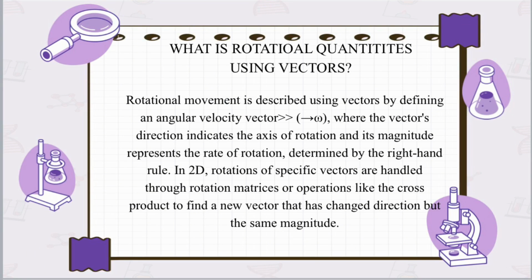Rotational movement is described using vectors by defining an angular velocity vector, where the vector's direction indicates the axis of rotation and its magnitude represents the rate of rotation, determined by the right-hand rule. In 2D, rotations of specific vectors are handled through rotation matrices or operations like the cross product to find a new vector that has changed direction but has the same magnitude.